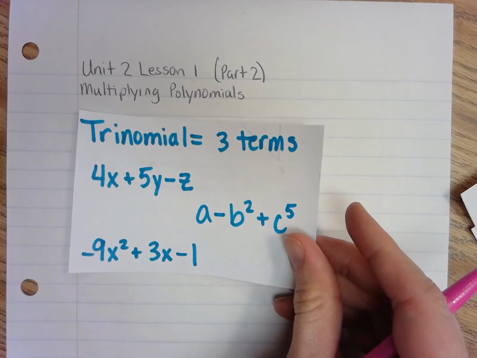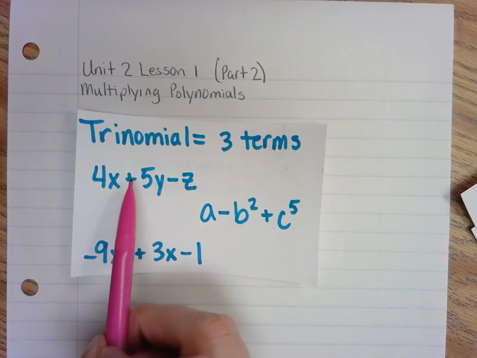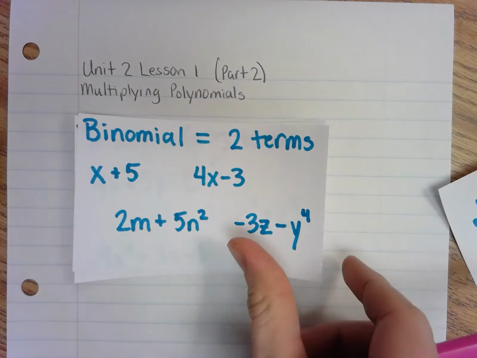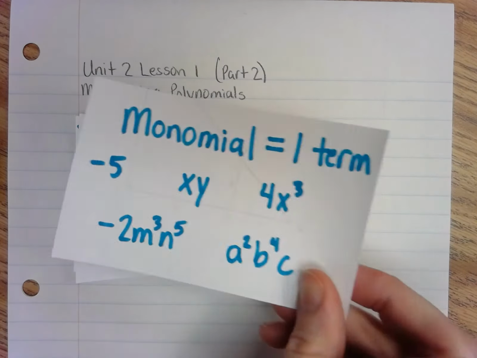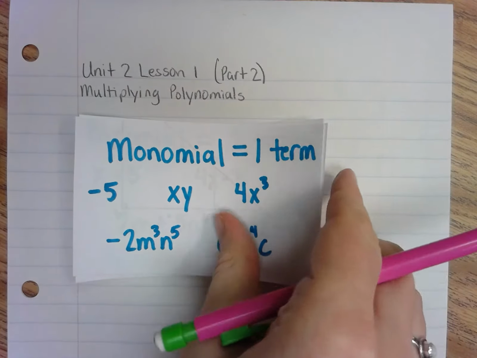Terms are separated by plus and minus signs, so trinomials have 1, 2, 3 terms separated by those plus and minus signs. Binomials have two terms, again separated by a plus or a minus sign, and of course a monomial would have no plus or minus signs because it is just one term.